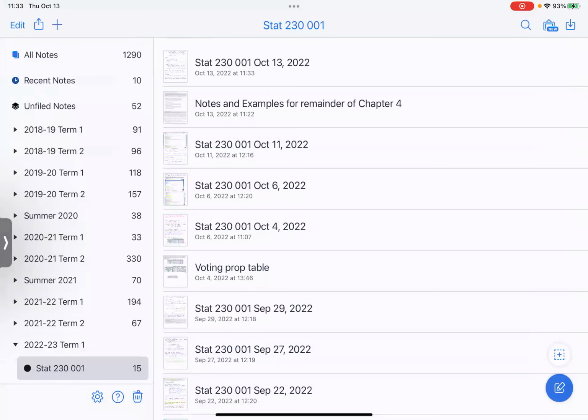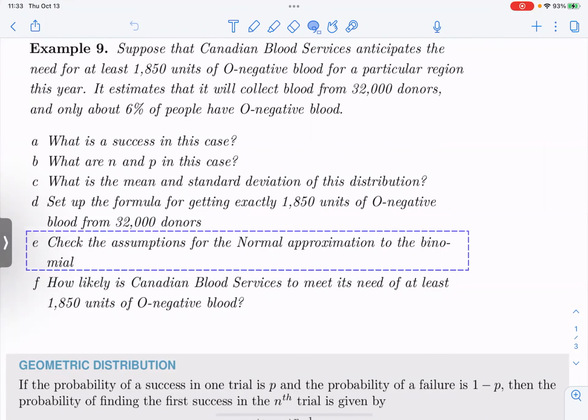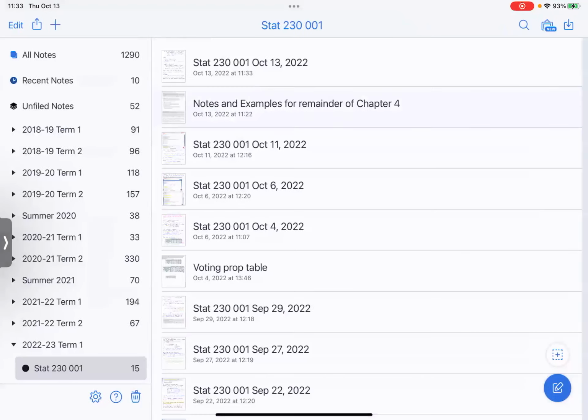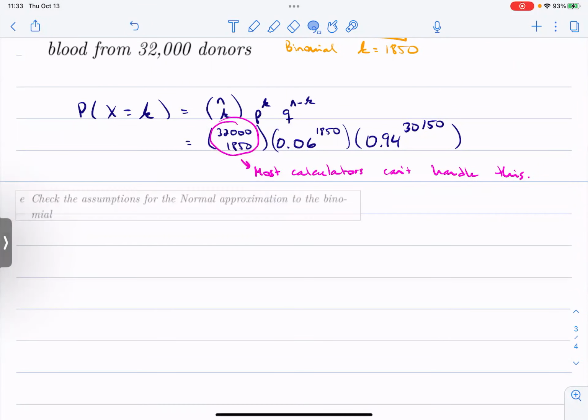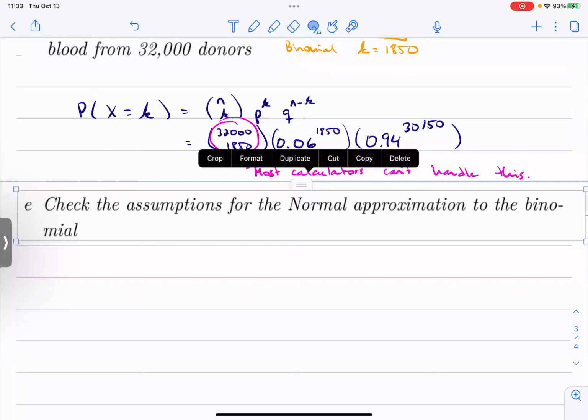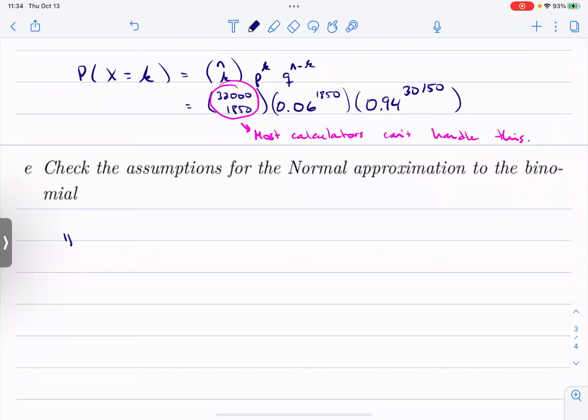But that's exactly 1,850. And we're working towards at least 1,850. But before we do that, let's check the assumptions. So check the assumptions for the normal approximation to the binomial, and in that we're going to check the conditions for just the regular binomial as well.